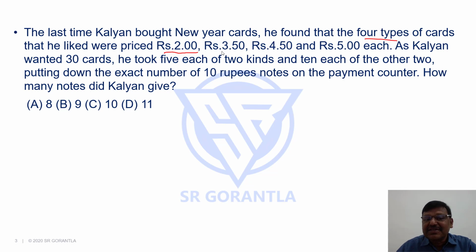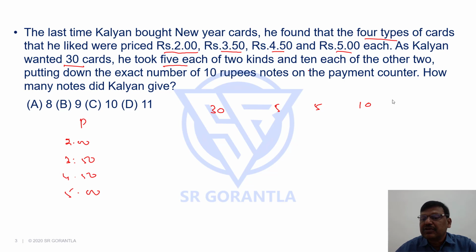But what are their prices? 2 rupees, 3.50, 4.50 and 5 rupees each. The prices are 2 rupees, 3.50, 4.50 and 5 rupees. He wanted to buy 30 cards, fine. And what is the breakup of these 30 cards? He bought 5 each of 2 kinds and 10 each of the other 2. You can see 10 plus 10, 20, 25, 30 cards.